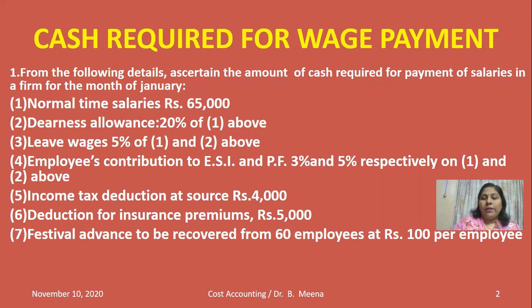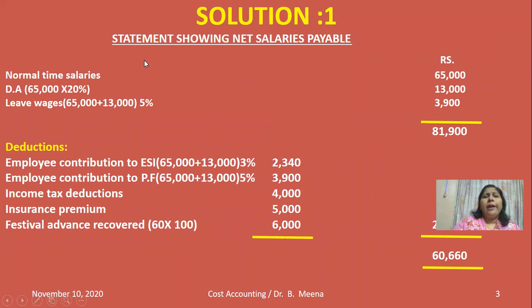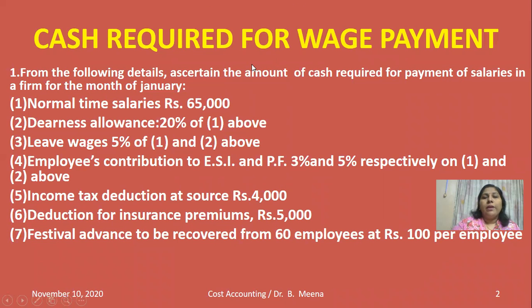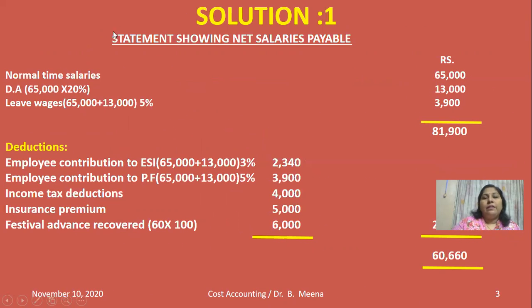Now look at the solution. I put the heading as statement showing the net salary payable. That was the question in this problem. Cash required for payment of salary is what we call the net salary. So normal time salary is 65,000. I put it here. On that, 20% as DA. 20 percentage of 65,000, I get 13,000.